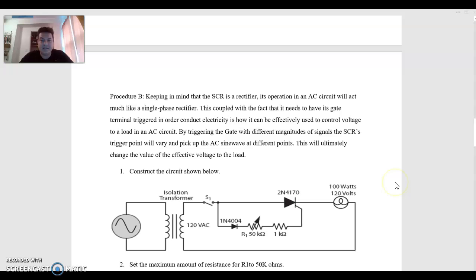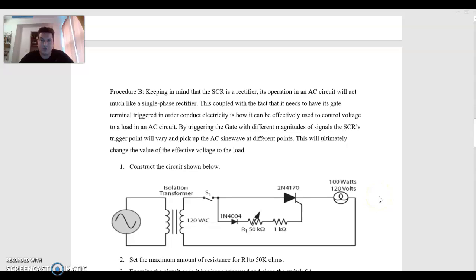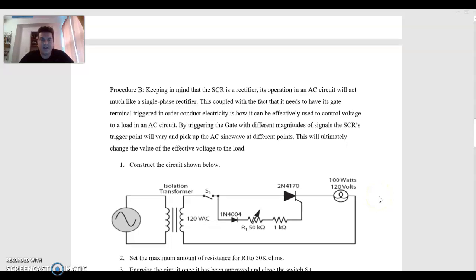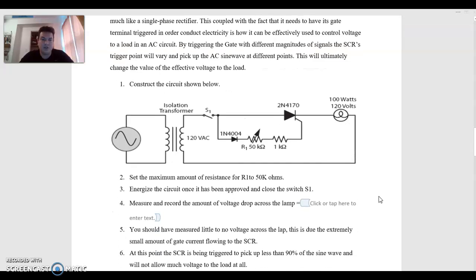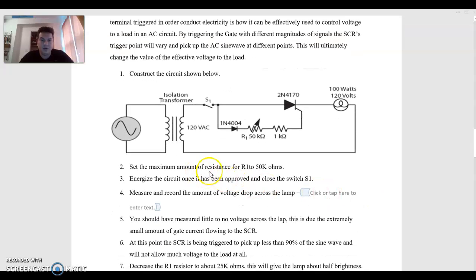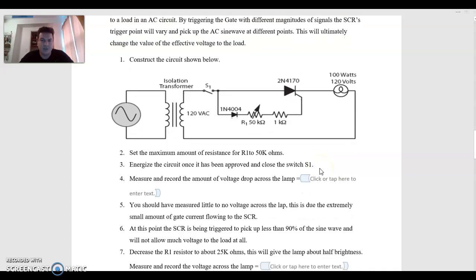If we were to connect a second SCR in parallel to this one, we would actually be creating a TRIAC, which is a full wave rectification and voltage control to a load. So this will ultimately change the value of the effective voltage to the load. Once you construct the circuit, again, we're going to close that switch, the S1 switch.